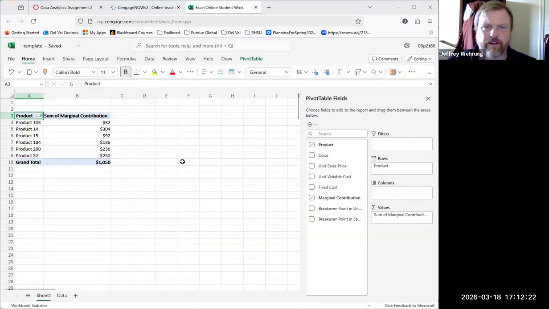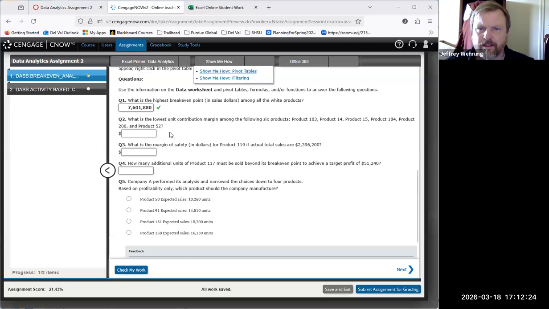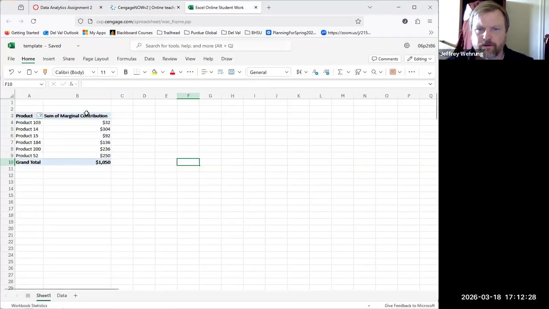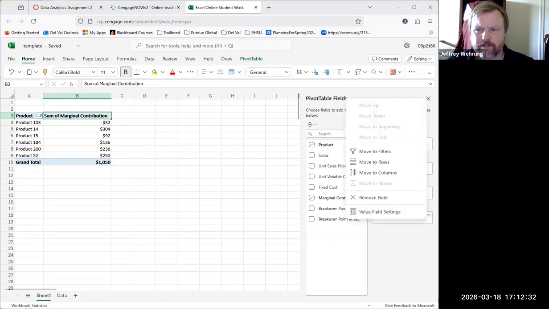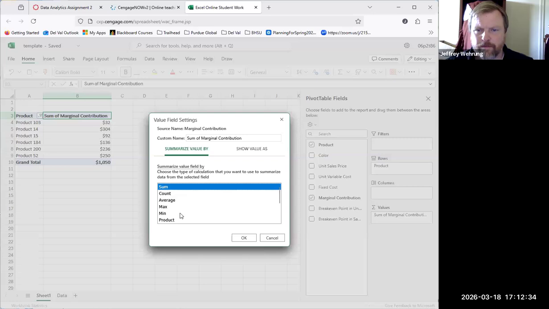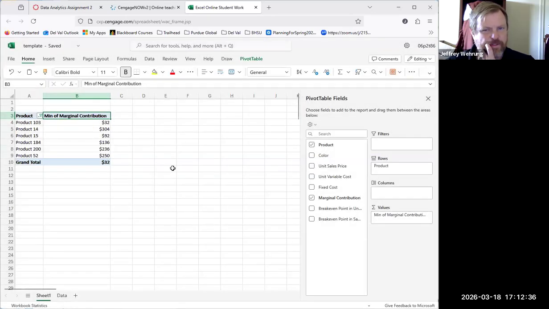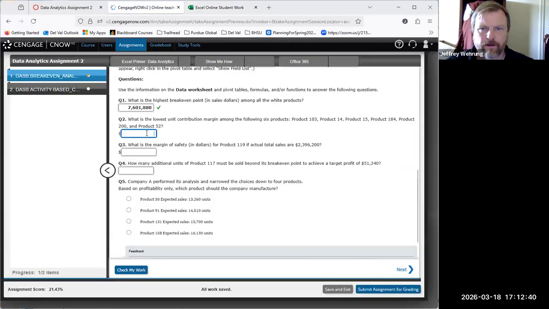Okay, so there I have that. And it's saying what is the lowest unit contribution margin among those products. So here I'm going to change, instead of looking at the sum of contribution margins, I'm going to look for the min. And that'll give me the lowest. I can see the lowest is 32. There we go.